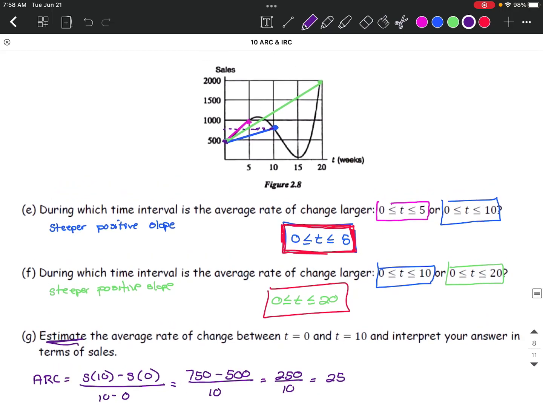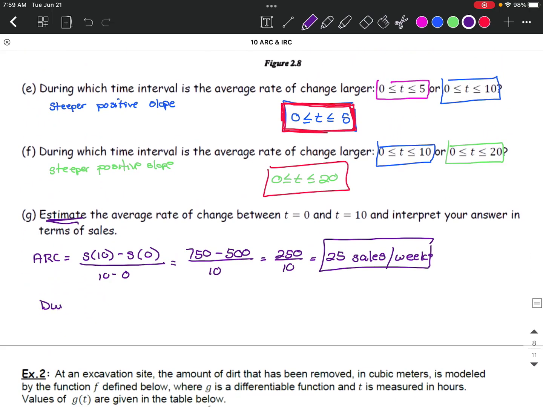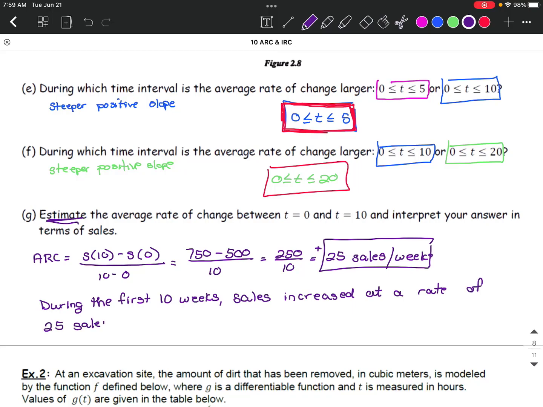The unit on S is sales per, and the unit on the time was weeks. So 25 sales per week. That would be our average rate of change. So now interpret it. From time 0 to 10, so during the first 10 weeks, did sales increase or decrease? Since this was a positive rate of change, sales increased at a rate of 25 sales per week.